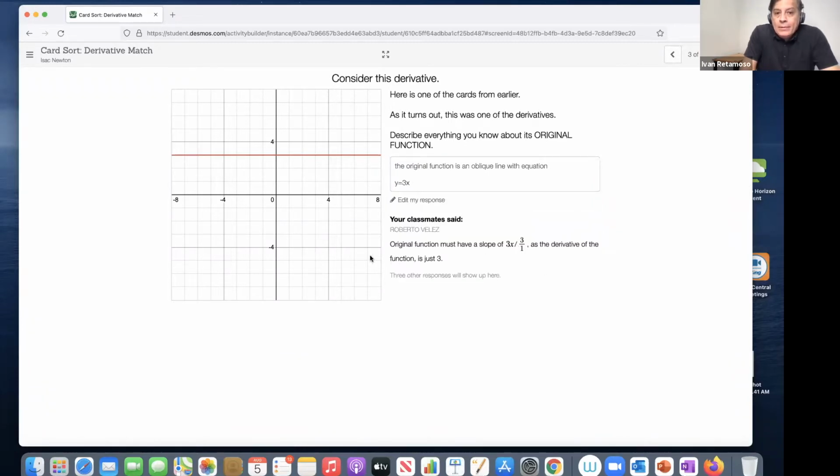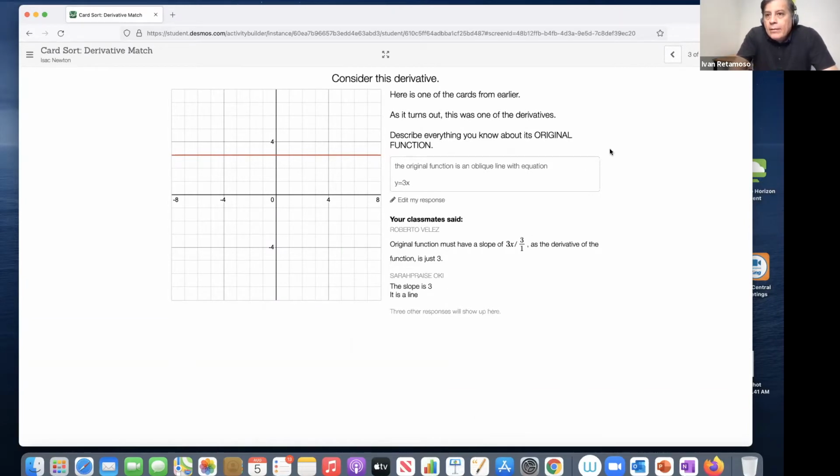I see, look, Roberto, also Sarah now, the slope 3, it is a line. Excellent, Sarah. I will give you credit for that, guys. Remember, these activities are not so much about being right or wrong, because some questions are open-ended. I just want you to go through all the activities, and I will give you credit for it. Here, Roberto wrote the original function must have slope 3/1, consistent with a row, right? And then Sarah also supporting that. So very good, guys.